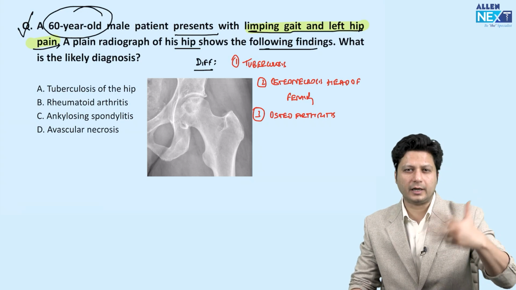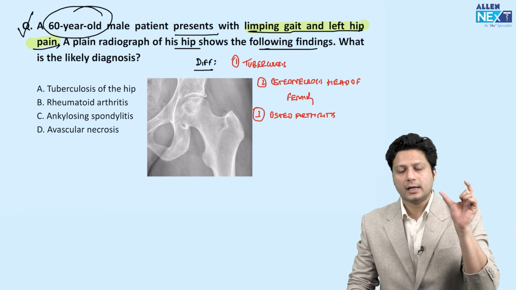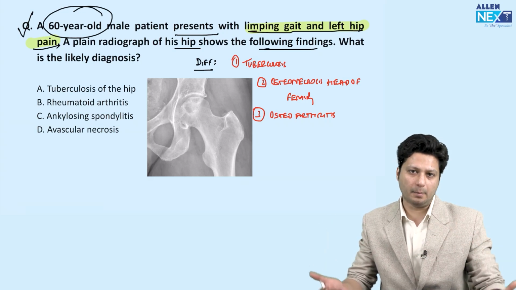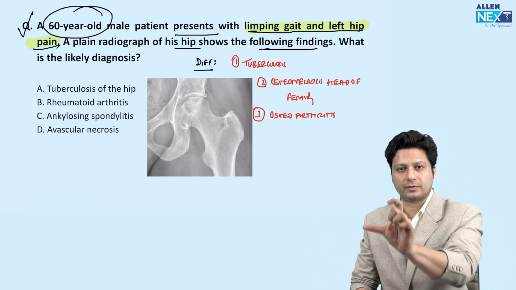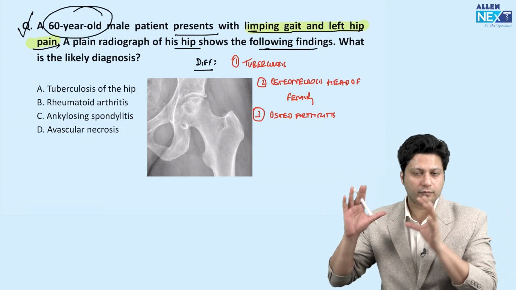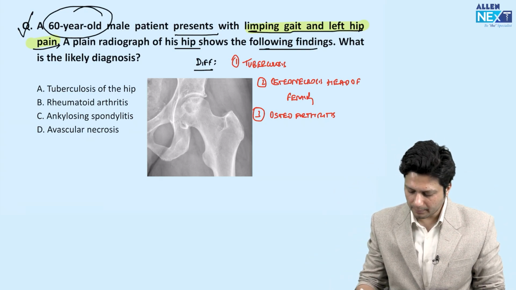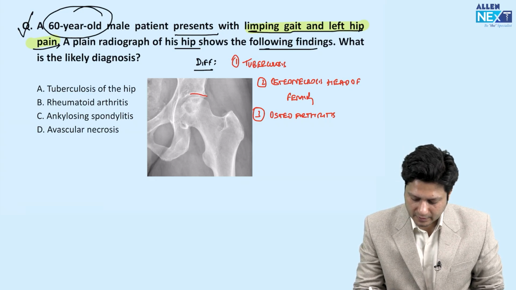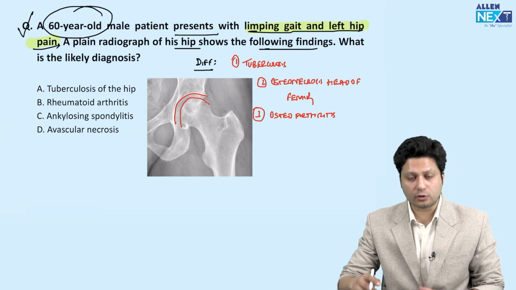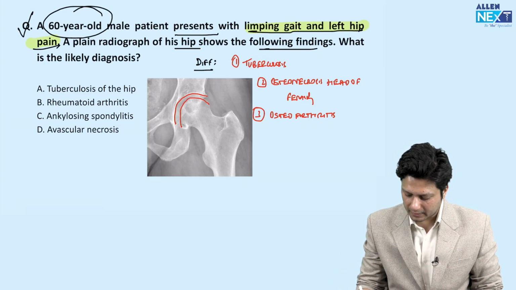All right. So these are the three common differentials that you have to consider in a patient who presents to you with pain and limping. And in this particular question, they are asking how you are going to come to the final diagnosis on the basis of the X-rays only. So you have to look at the joint: this is the acetabulum and this is the head of the femur. What are the findings that you can clearly observe in this particular question?